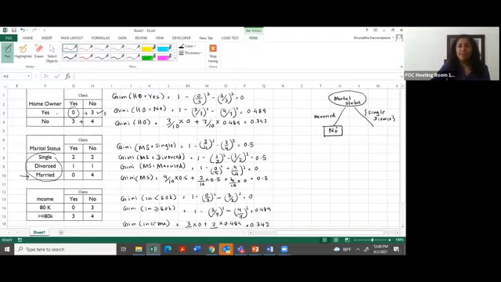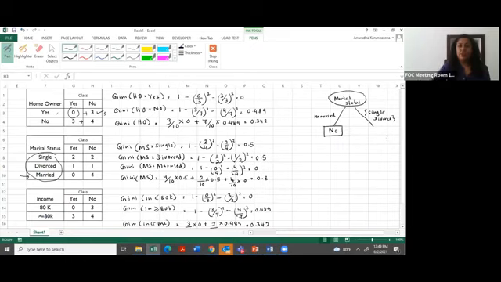But if you look at this one, single and divorced, there's no clear decision. Some of them are yes, some of these are no. So there's no clear decision. That means we have to see what is the next attribute we have to put in order to get a decision. Is that clear to you?